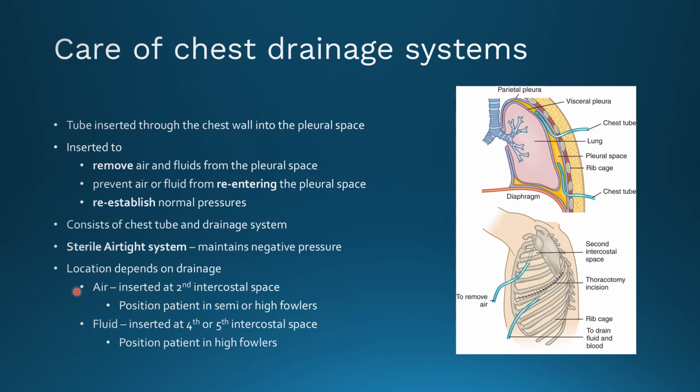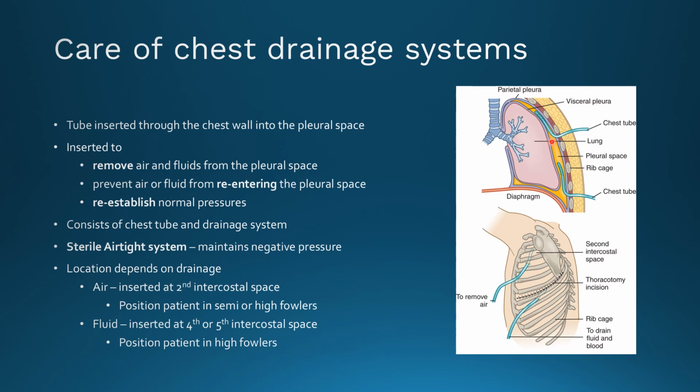So if we are having a pneumothorax, or if we are suspecting air, then the chest tube is inserted at the second intercostal space. And the patient must be placed in semi-Fowler's or high Fowler's. This is because air is lighter than fluid, so air is likely going to rise and sit at the top of the pleural space, which is where that chest tube will need to be.